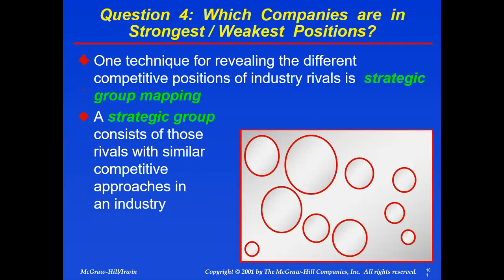Now, looking at question 4, it is talking about which companies are in the strongest and weakest positions. And for that, we need to develop another matrix, which is known as strategic group mapping. One technique for revealing the different comparative positions of industry rivals is strategic group mapping. And a strategic group consists of those rivals with similar competitive approaches in an industry.